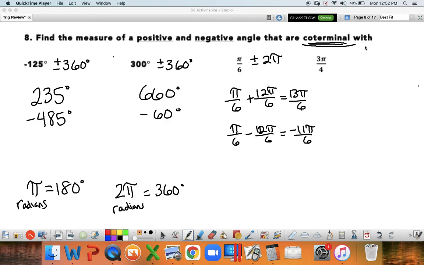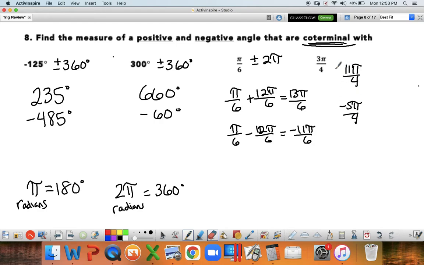All right, hopefully you were able to do 3 pi over 4. Our two answers for that one: you should get 11 pi over 4, and negative 5 pi over 4, because what you're going to be adding is 8 pi over 4.